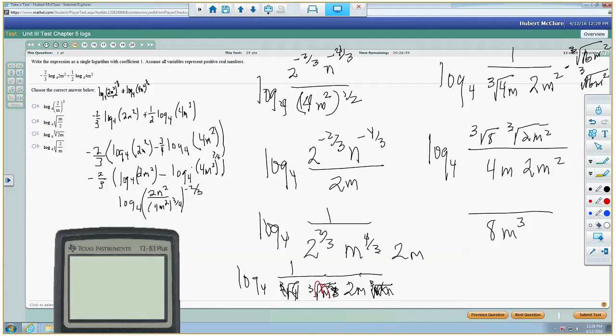And up here, the cube root of 8 is 2. And cube root of 2m squared. And that's going to give me a 4 down here. And that's going to go out. I'm still not coming up with it. I don't know. I really don't know what's going on there. I've done it 3 times.